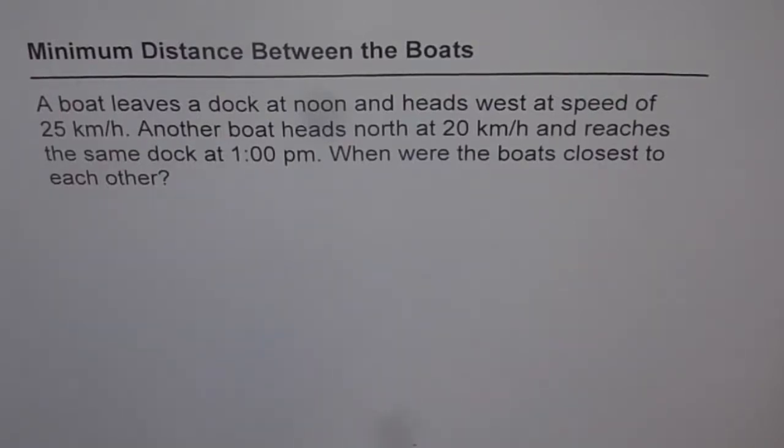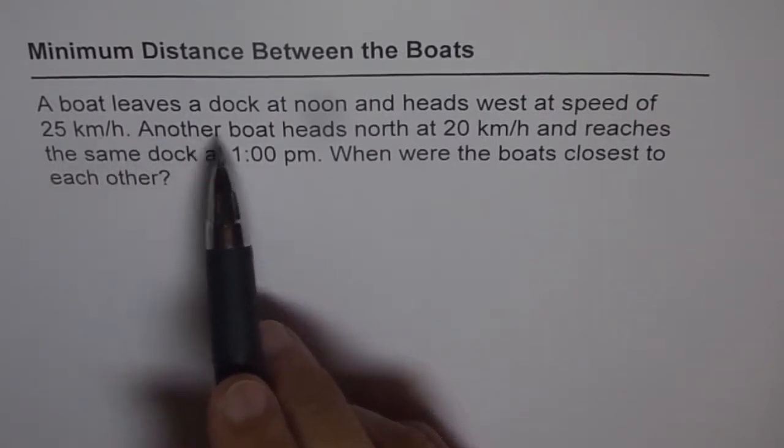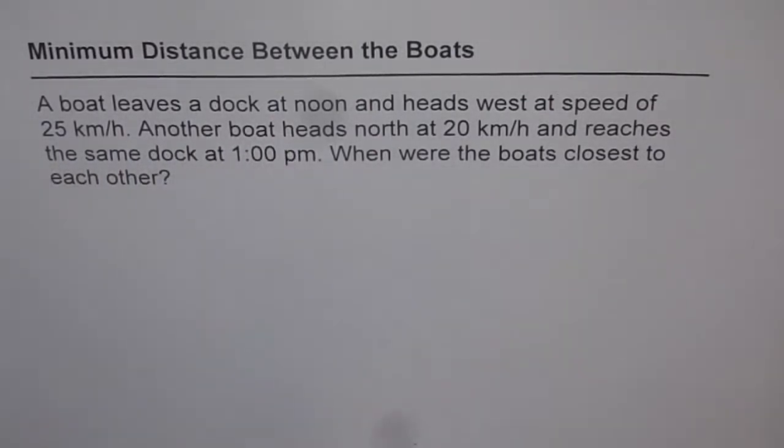Here is an application problem to find the minimum distance between the boats. The question is: a boat leaves a dock at noon and heads west at a speed of 25 kilometers per hour. Another boat heads north at 20 kilometers per hour and reaches the same dock at 1 p.m. When were the boats closest to each other?